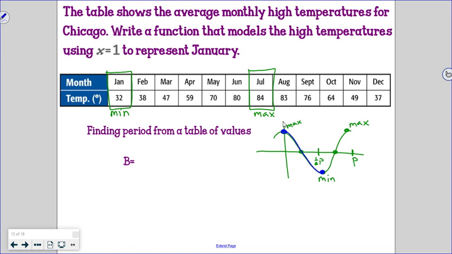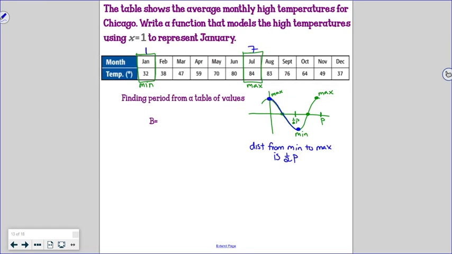So the distance between when this happened, which is in month 1, and when this happened is month 7, is only half of the period, because that's only gone from a minimum up to a maximum. And we would have to return to a minimum to complete that period. So the biggest thing I want you to get out of this is that the distance from the min to the max, or max to min, it doesn't matter the direction you go, is half the period.